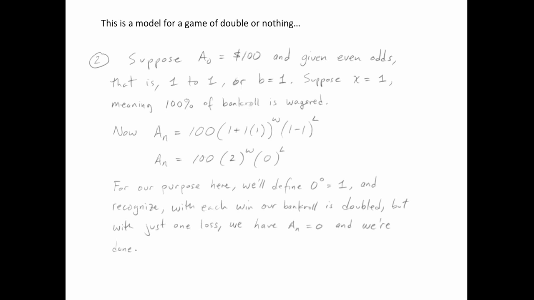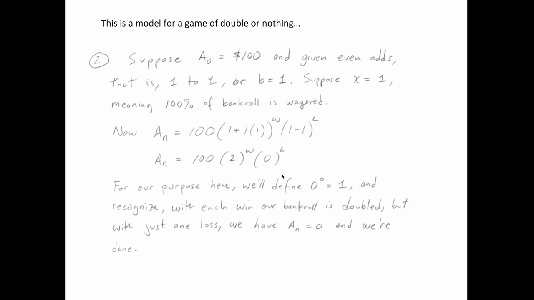So my initial bankroll would be multiplied by 2 with every single win. But of course, if I'm wagering 100%, a single loss, as soon as this factor of 0 enters into the picture, the whole balance goes to 0. I would lose the whole entire thing if I lost one time when I have 100% wager.